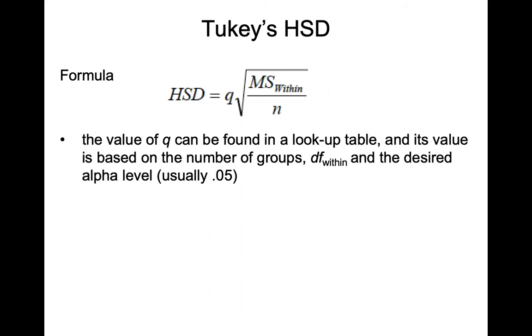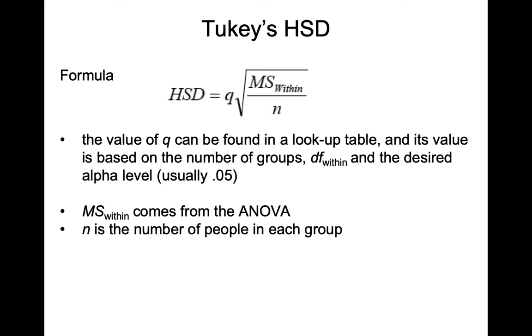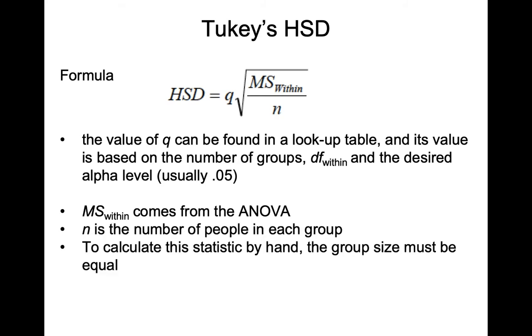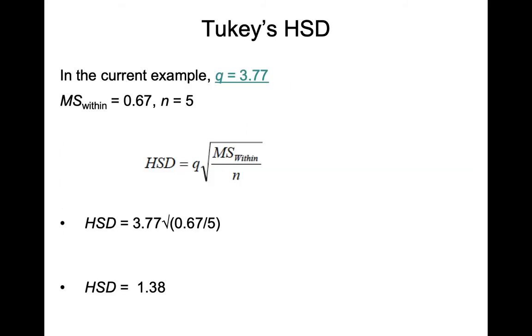The value of Q can be found in a lookup table. The value of this Q is based on the number of groups, degrees of freedom, and the desired alpha level. So very similar to how we're used to looking up critical values of things. The mean square within comes from the ANOVA. We've already calculated it. N is the number of people in each group. To calculate this statistic by hand, the group size must be equal.